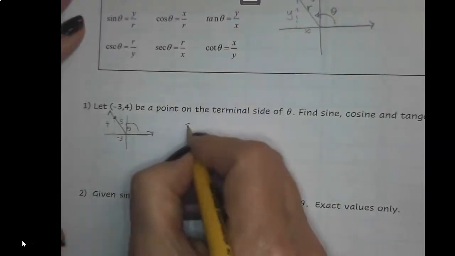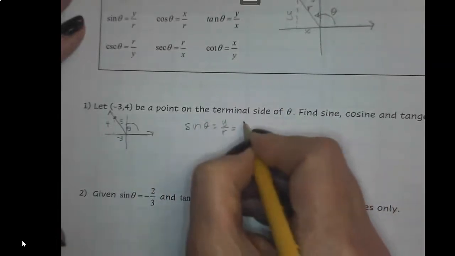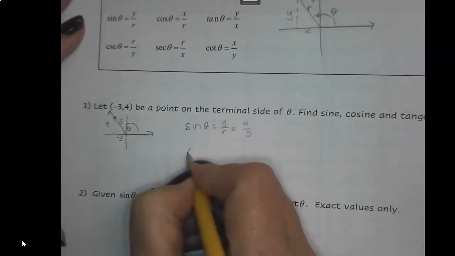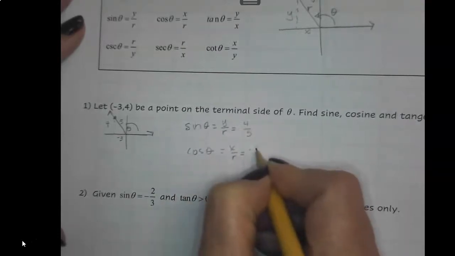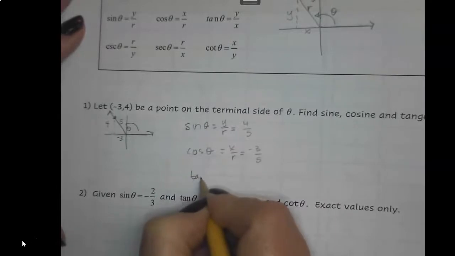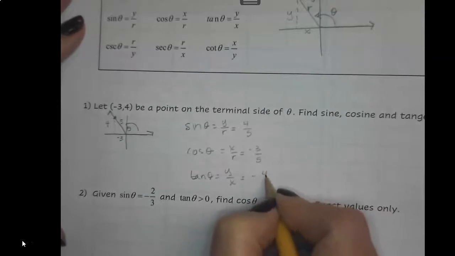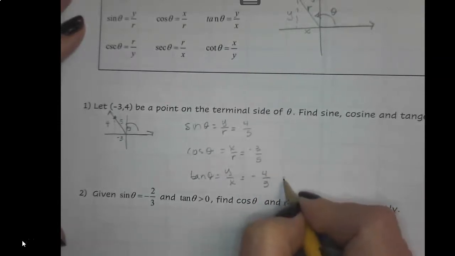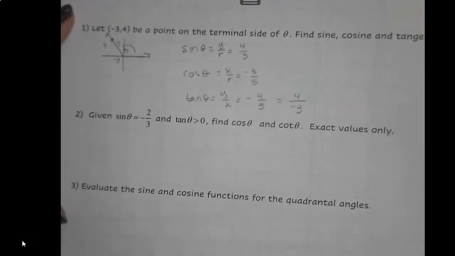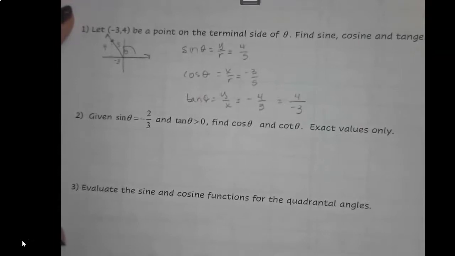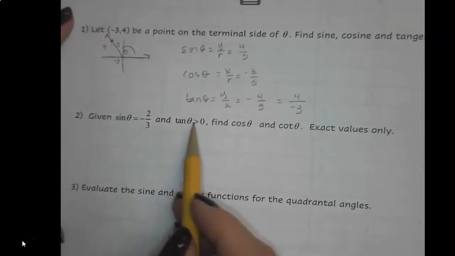So I set my triangle up, and then I remember sine theta is y over r, which means this is going to be 4 over 5. Cosine theta is x over r, so negative 3 over 5. And then tangent theta is y over x, which would be negative 4/3. If that bothers you and you want to make it 4 over negative 3, that's fine.